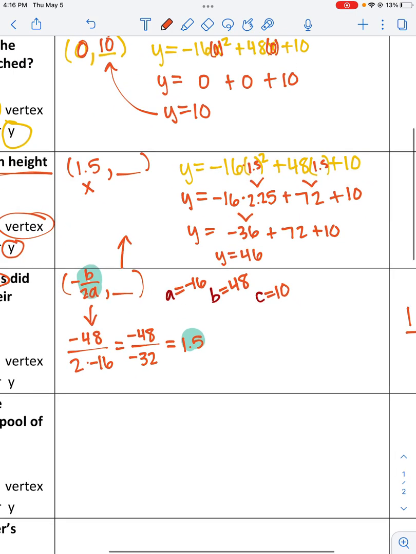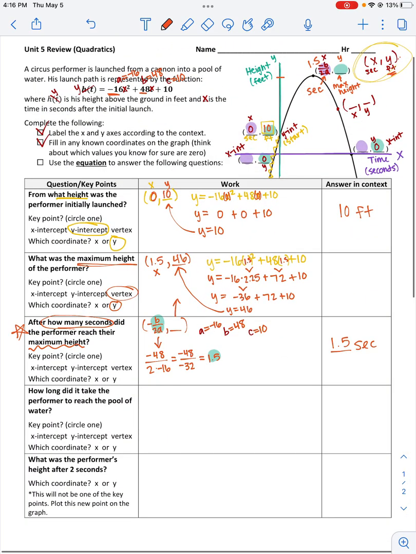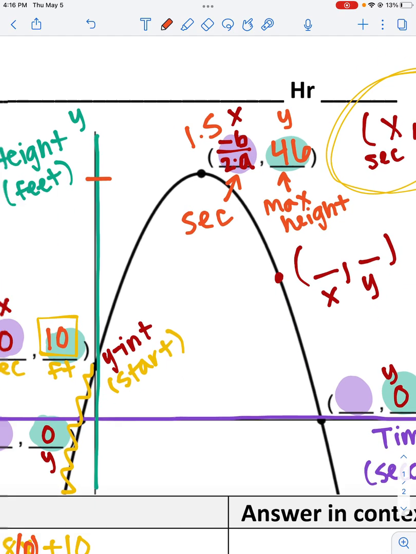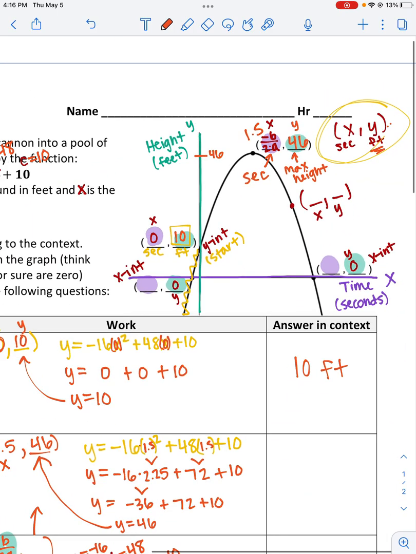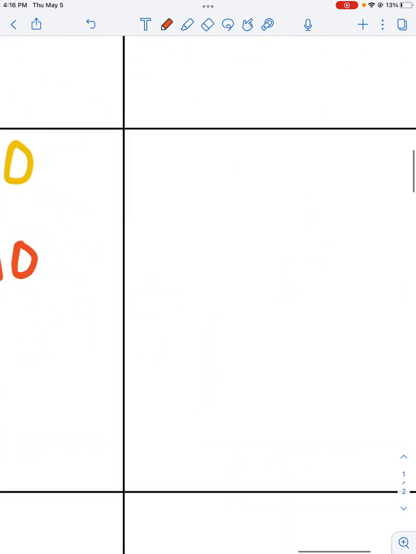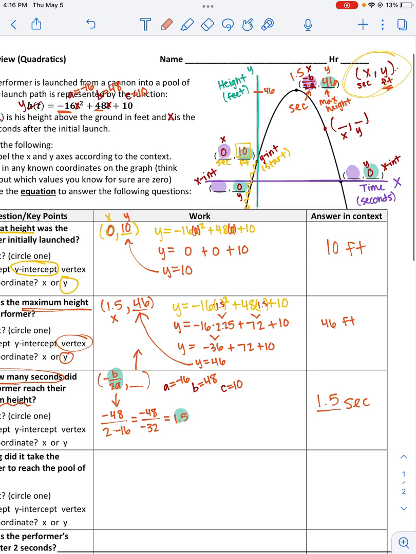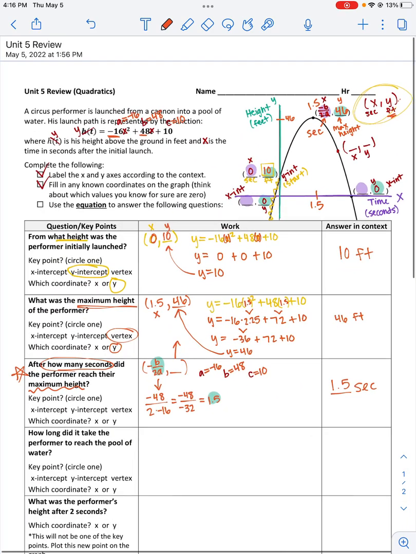So that cycles back to here, 46, and then I can go to my graph and put 46 there. So my max height is 46 feet. And again, connecting that to, he reached that max height of 46 feet after being in the air for 1.5 seconds. So that would be 1.5 on the x-axis.